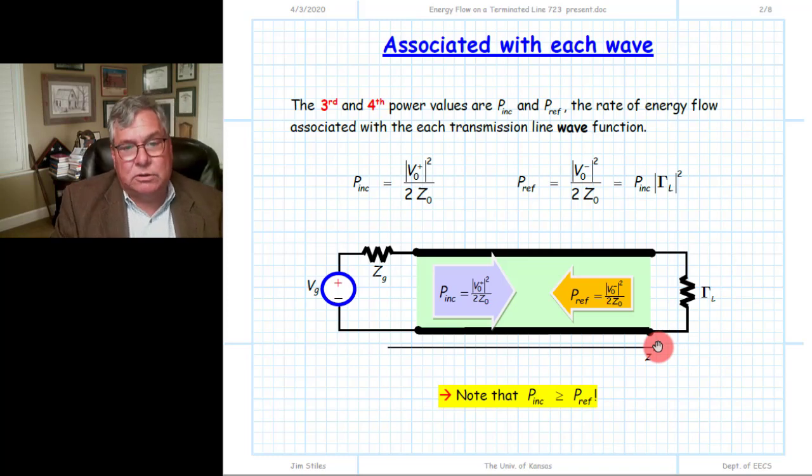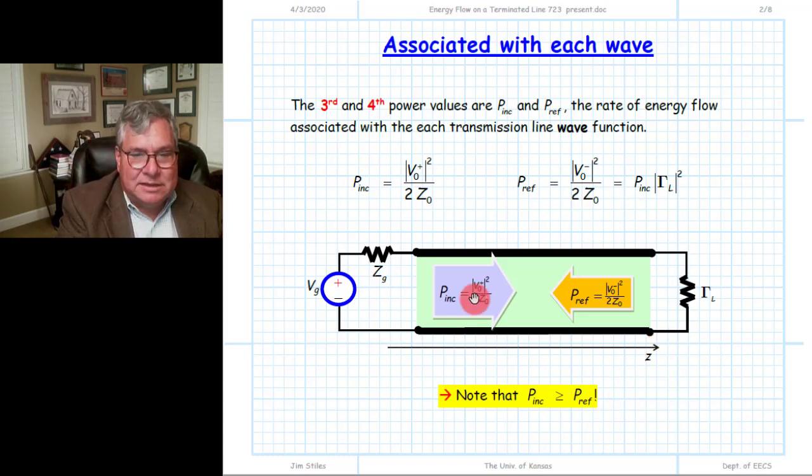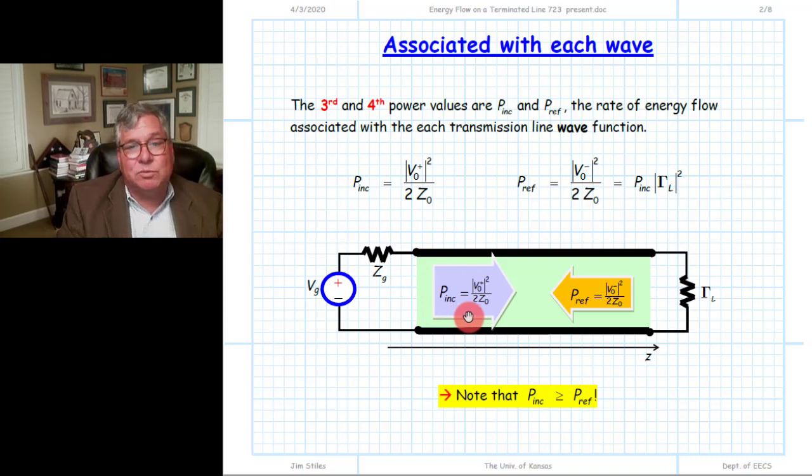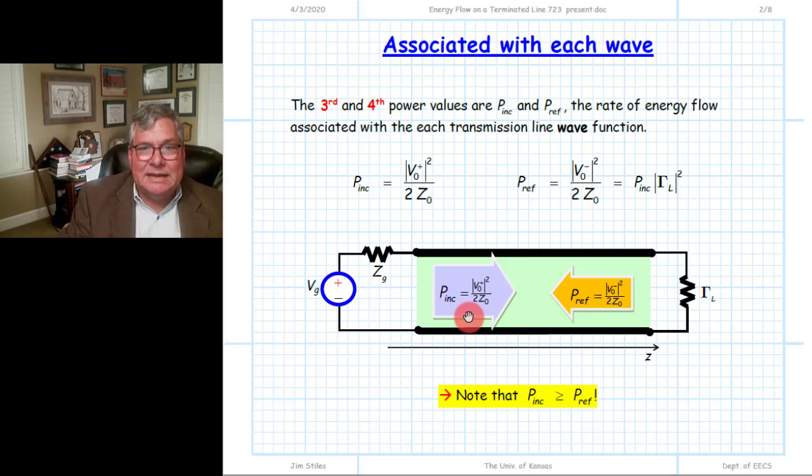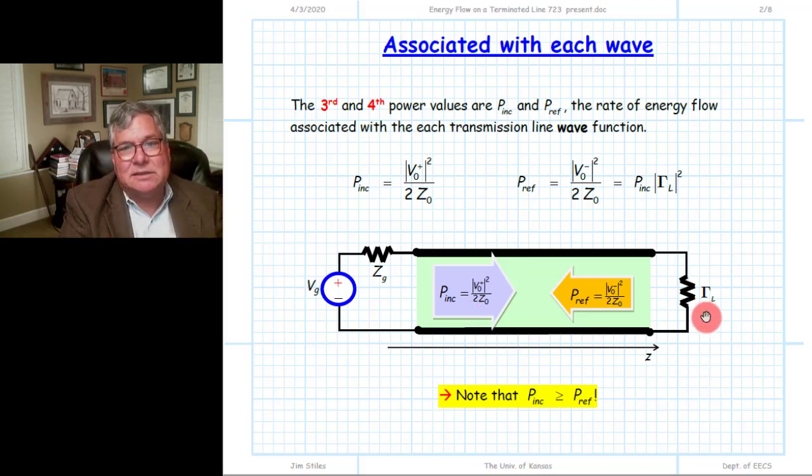Now, in addition to those two powers that we just discussed, the delivered power from the source and the power absorbed by the load, there are two more power values that we've talked about associated with the circuit, and that is the power flow associated with each of the two propagating waves along the transmission line. So these are the third and fourth power values we're going to concern ourselves with. The third one being the incident power, the power associated with the plus wave propagating down toward the load. This wave is, we say, incident on the load at this end.